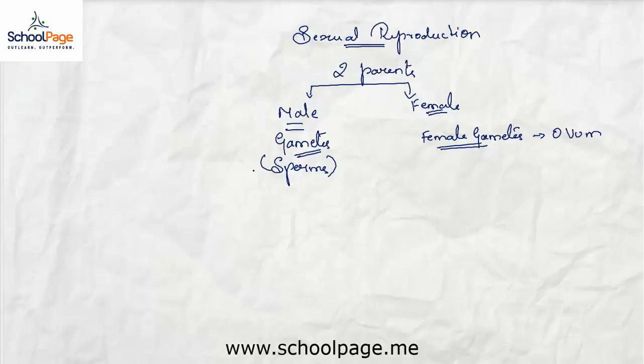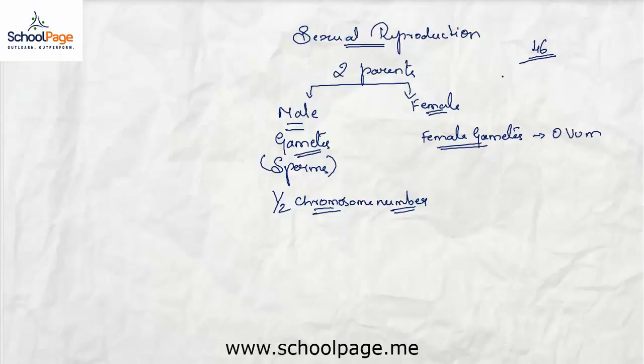These are special kinds of cells with half the number of chromosomes. Observe carefully, half the number of chromosomes. It means that among the total number of chromosomes present in the cell, gametes will contain only half of them. For example, if you take a human cell from any part of our body, all the cells will have 46 chromosomes.